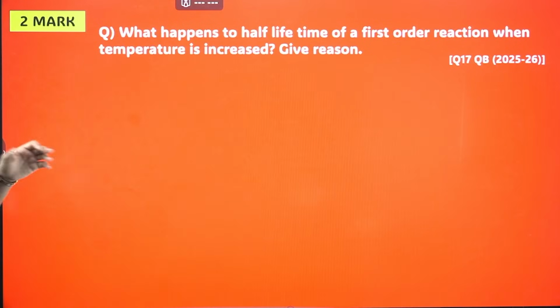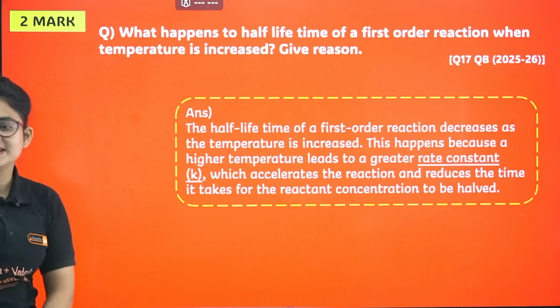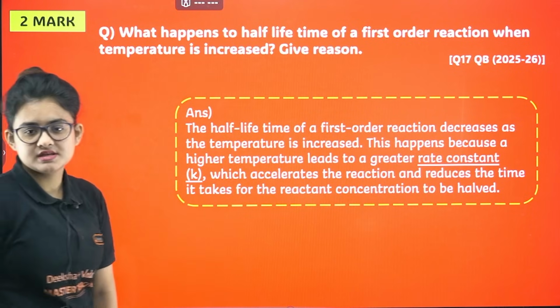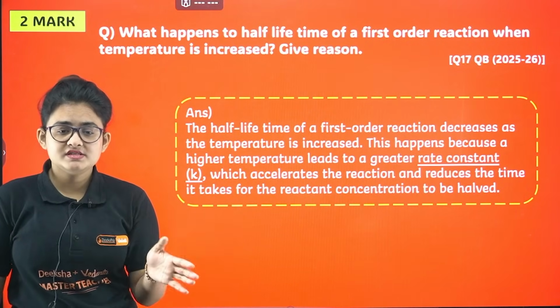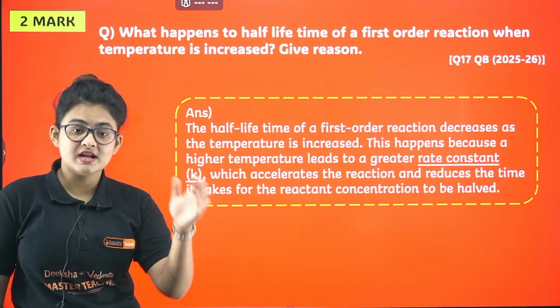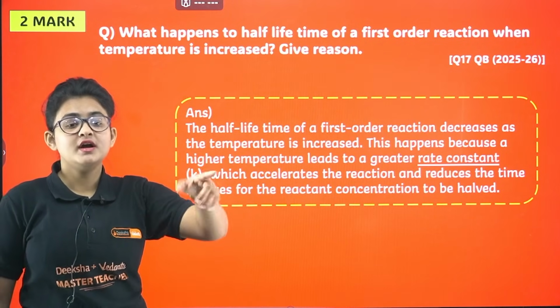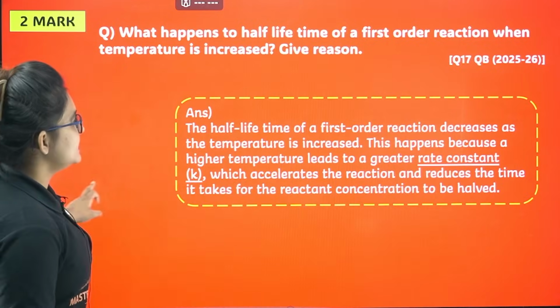Let's proceed. Okay, what happens to the half-life time of a first order reaction when the temperature is increased? So basically half-life of a reaction will decrease as the temperature is increased. Okay, why? Because temperature is directly proportional to rate constant. If you increase temperature, rate constant will increase, and half-life is inversely proportional to rate constant, and hence half-life will decrease. I guess it's clear.